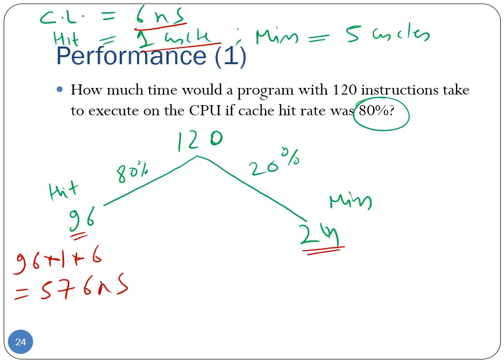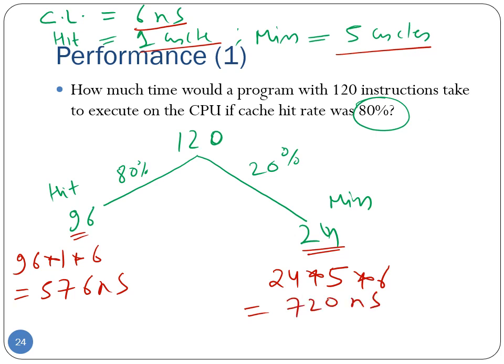Now what about the 24 instructions that miss the cache? On a cache miss, we know that the instruction takes 5 cycles to execute. So these 24 instructions will take 5 cycles each. The total number of cycles would be 24 into 5, and each cycle is again 6 nanoseconds, so multiply this by 6 to get the actual time. So 24 into 5 into 6 is basically 720 nanoseconds.